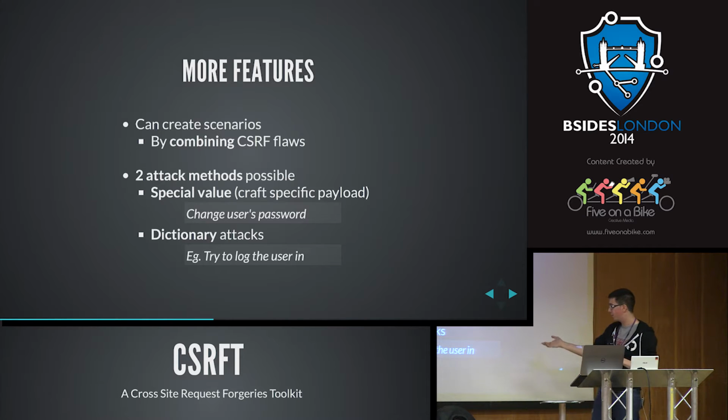So yeah, just a quick example. If you want to try to log the user in, you will just specify the attack, the template form that you want to use, or the target URL, and then you will specify the dictionary file that you will want to use. And then for each entry in the file, it's going to send the payload to the victim, and the victim will just insert it into the DOM and will execute it.